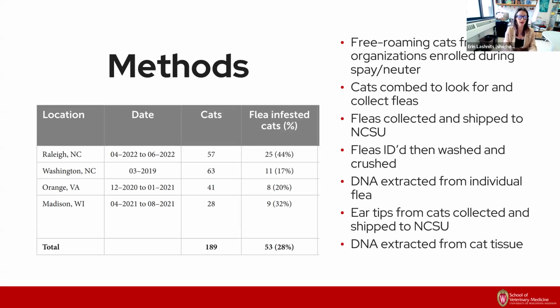You can see the timeline spanned a pretty wide span. A lot of this was due to COVID and not being able to sample as much as we would have liked during some of these times. But we had a number of different locations and a fairly good sample of at least 25 to 30 cats from each location.